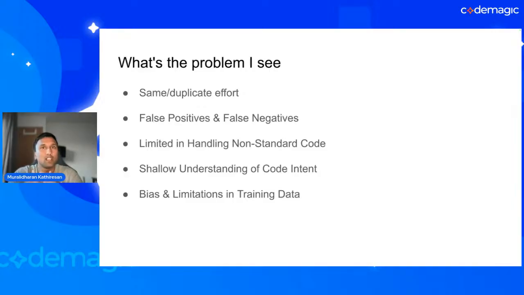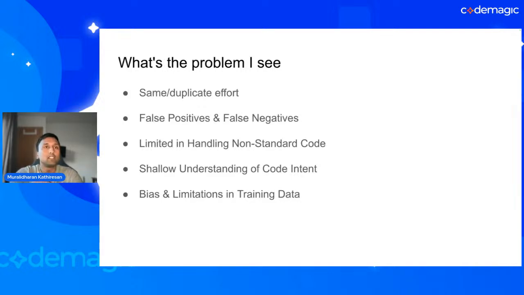And then, shallow understanding of code intent. It doesn't understand the real meaning of it, why this has been done. It just shows the linting errors, the coding typos and mistakes. So it is at a very high, shallow level, which is also not useful when I do this.